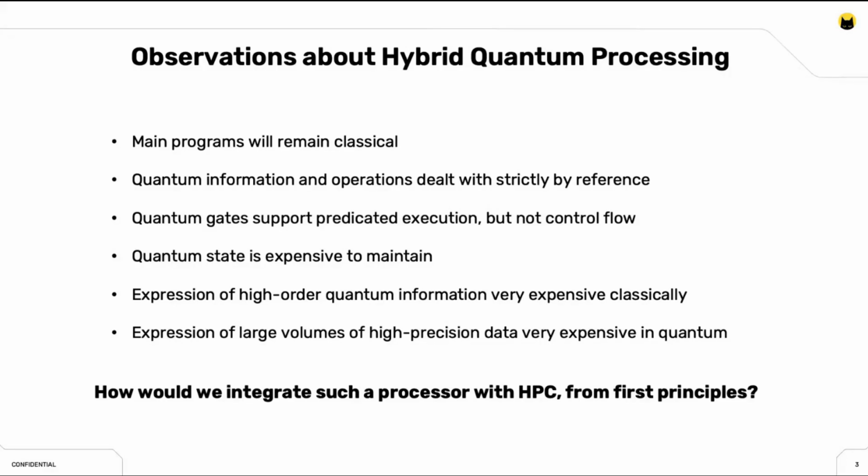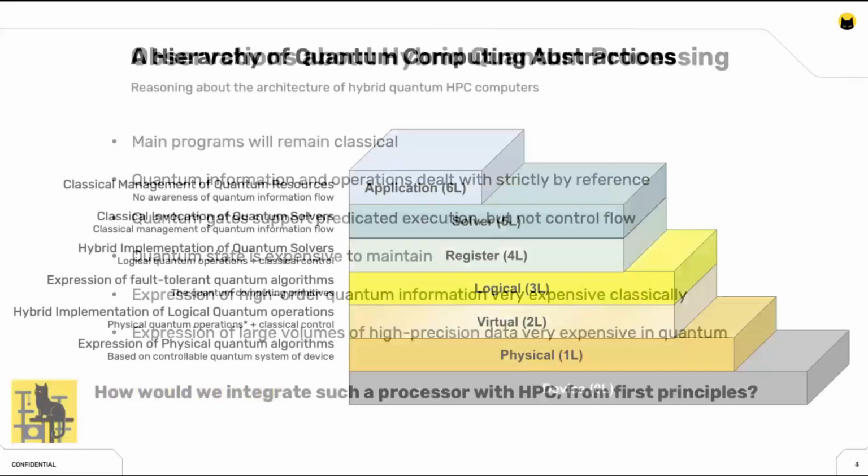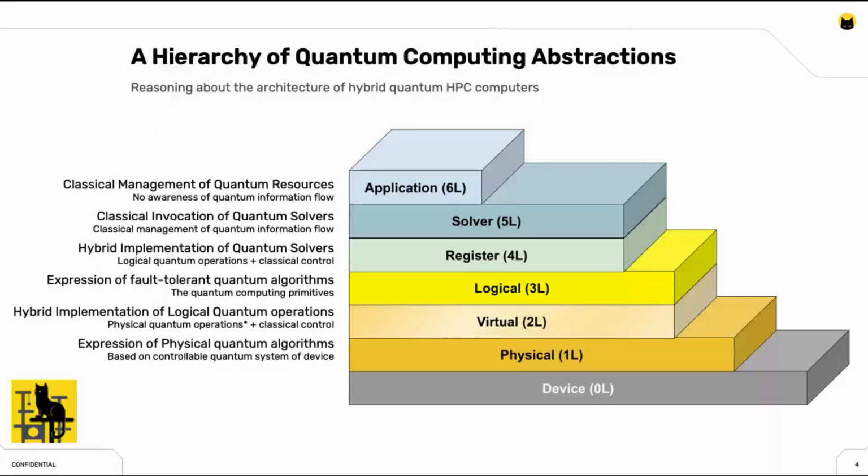And so given those things, how we integrate that really sort of from first principles. What does it look like? How do we manage these things? Now, to help our thinking, and this is taking some work that's coming out of the Paris team, we're trying to look at a hierarchy of abstractions here.